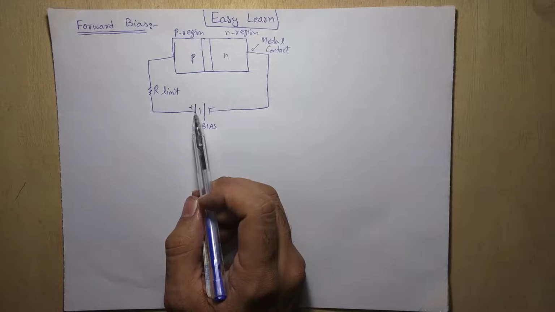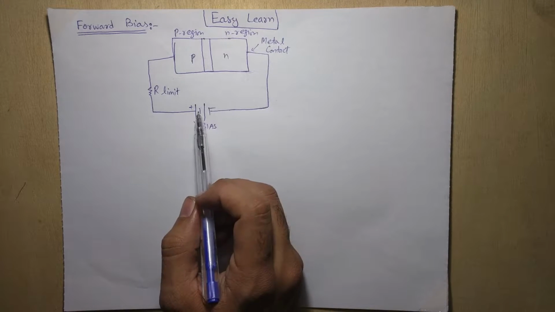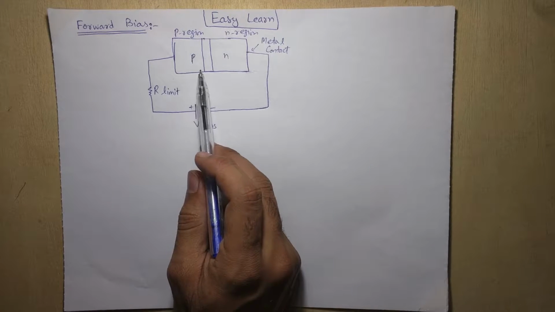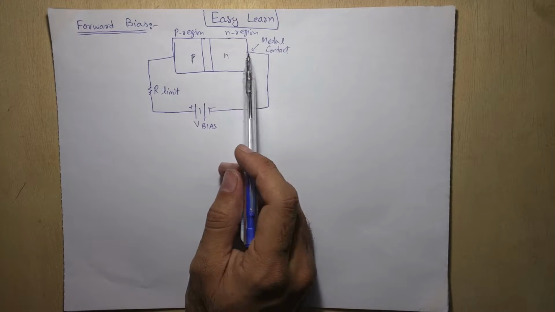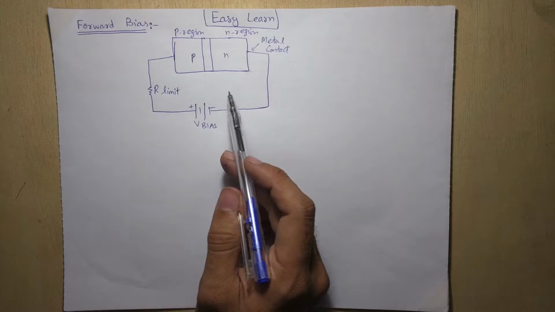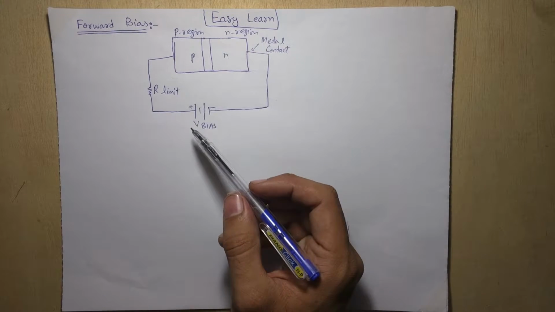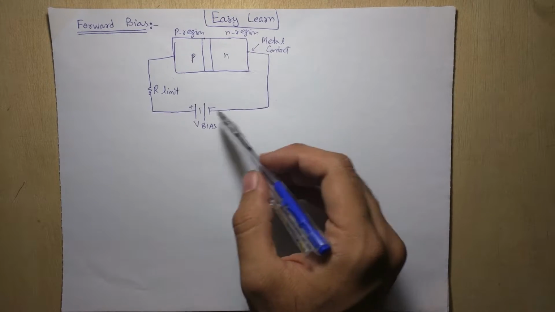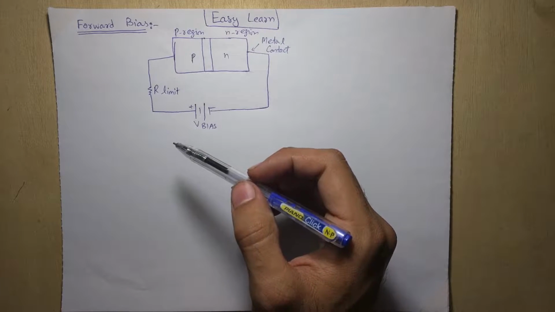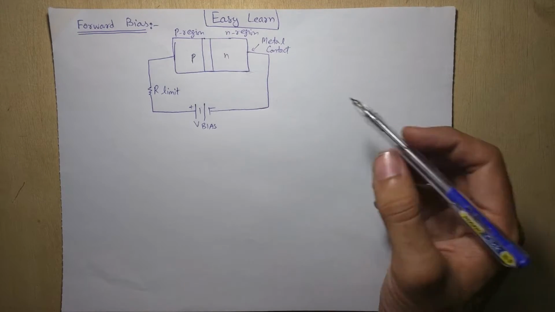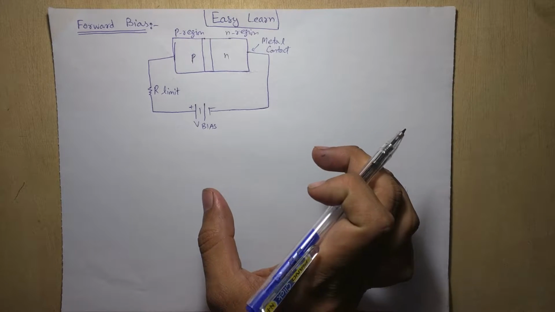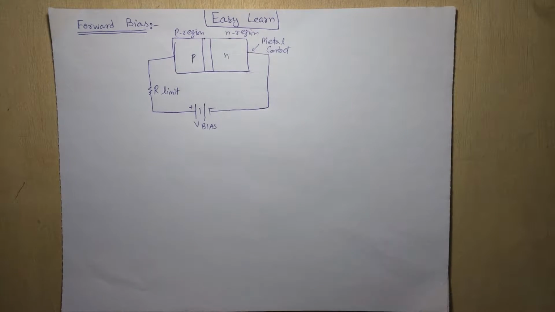I had used a positive. I connected in sequence the positive with the P side, or positive with positive, and negative with the N side or N region, or negative with negative. This is the condition that must be fulfilled. That is the first condition for the forward bias, and the other condition I had fulfilled: the barrier potential must be greater than 0.7 volt. We had discussed these things already in the previous episode.